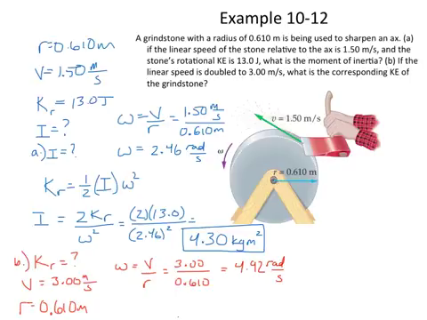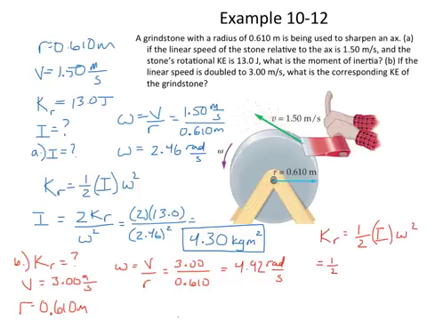Why is that important? Well, because we have our equation for kinetic energy. Rotational kinetic energy equals 1/2 I omega squared. I'll just put the I in brackets. And remember, the I doesn't change. The moment of inertia doesn't change, so it's what we solved for right here. So we can plug that in for the moment of inertia of this grindstone and solve for our rotational kinetic energy.